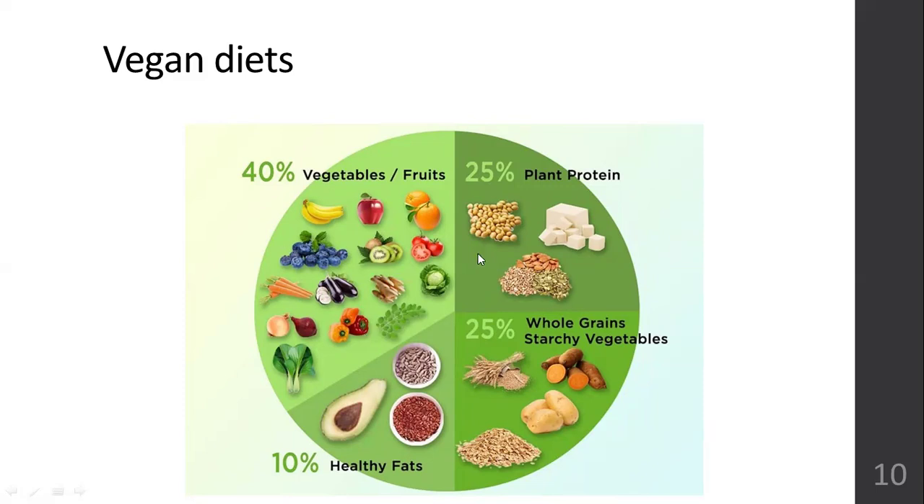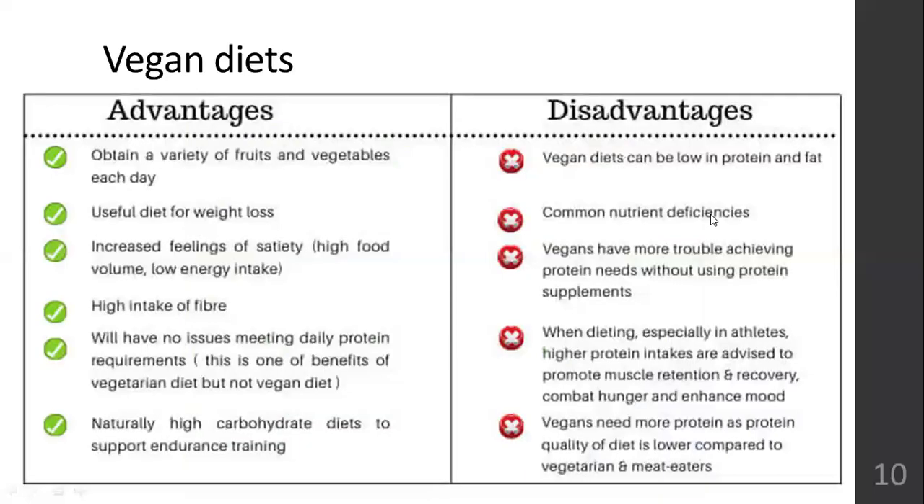So 40% of a vegan's plate is fruits and vegetables. 25% is whole grains or starchy vegetables. 25% is any form of plant protein. 10% is healthy fats like avocados, flax seeds, sunflower seeds, pumpkin seeds, cold pressed oils. So that's a vegan diet. But one drawback of a vegan diet is vitamin D deficiency, B12 deficiency, and calcium deficiency. So you can see the advantages and disadvantages here.